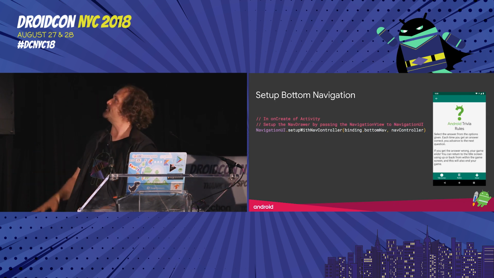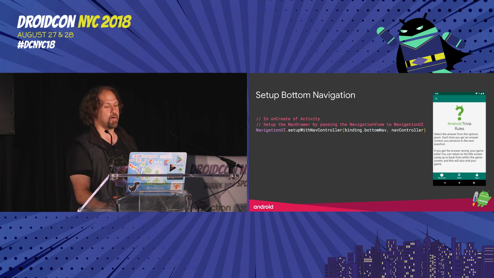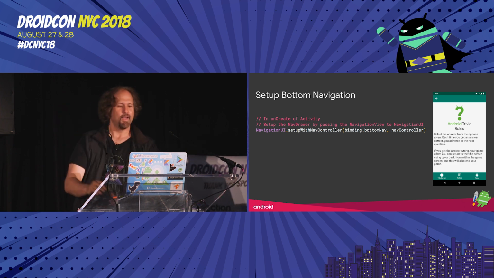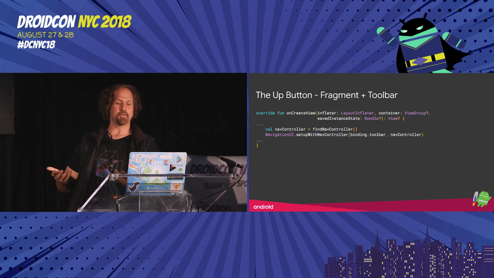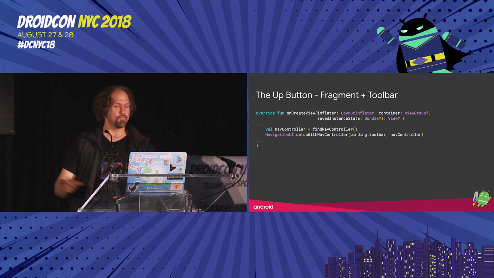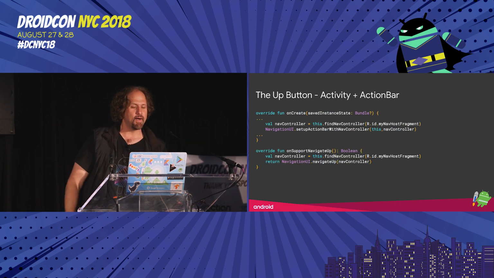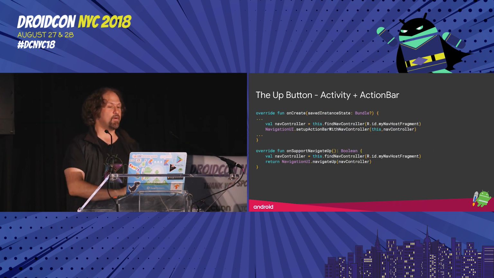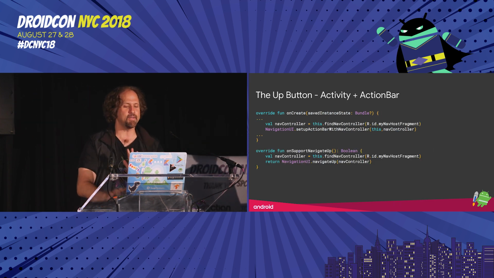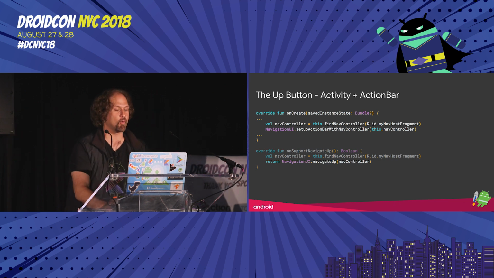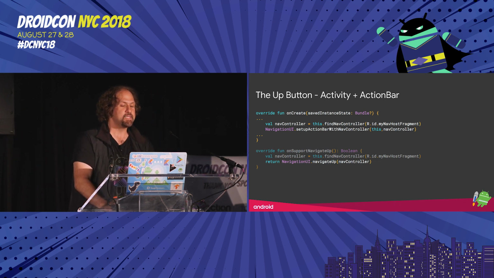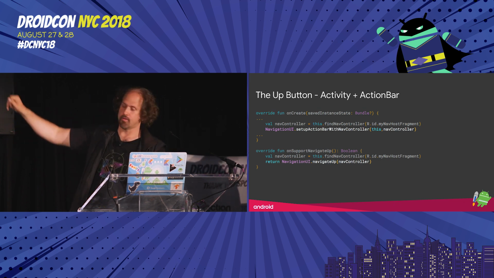You can set up bottom navigation in the activity with a single call to setupWithNavController. You can handle the up button in a fragment or activity with a toolbar. Just call setupWithNavController. There's no need for the onSupportNavigateUp call because you're in a toolbar. Handling the up button in an activity with an action bar involves adding the navigate up button with the onSupportNavigateUp as well as setupActionBarWithNavController in onCreate.